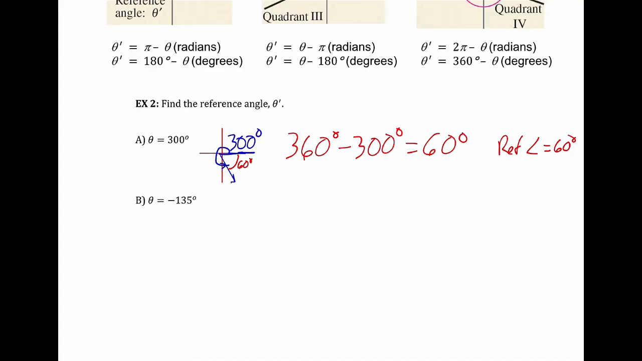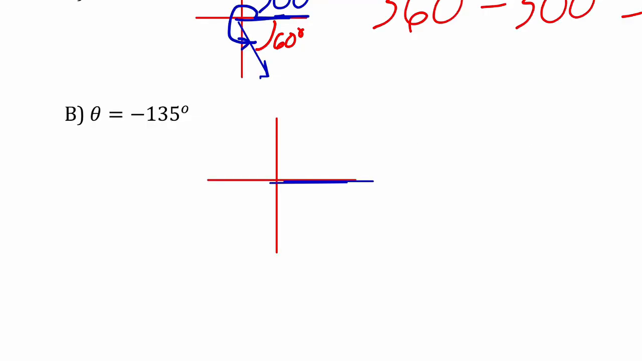For letter B, I want you to try that one on your own. See if you can figure out what quadrant you're in to start, and then go from there. All right, negative 135 degrees. Let me draw a quick sketch of that. Negative angles mean you're starting on the positive x-axis and rotating clockwise. Rotating down, this is negative 90 degrees, and then negative 135 is 45 degrees more. So our angle looks a little something like this. That angle is negative 135 degrees.